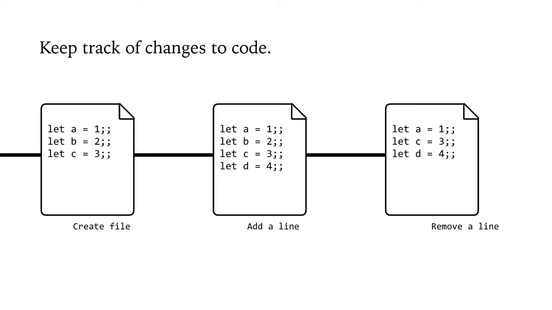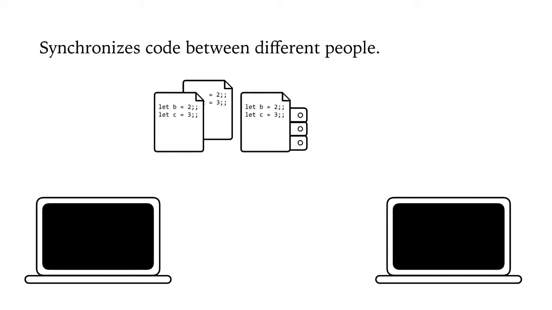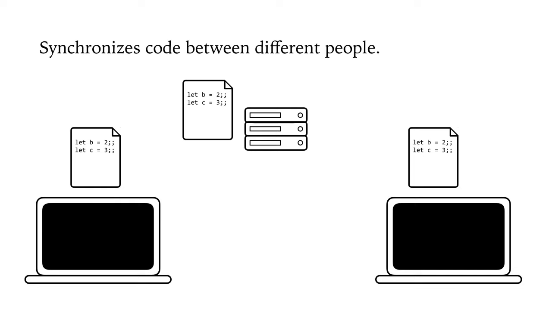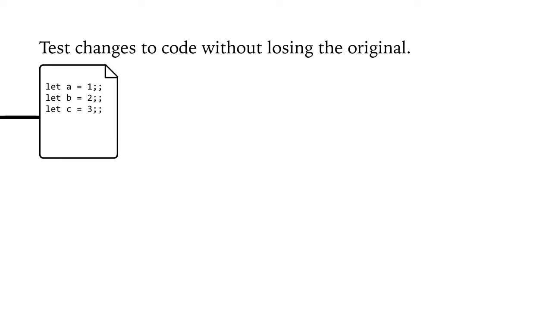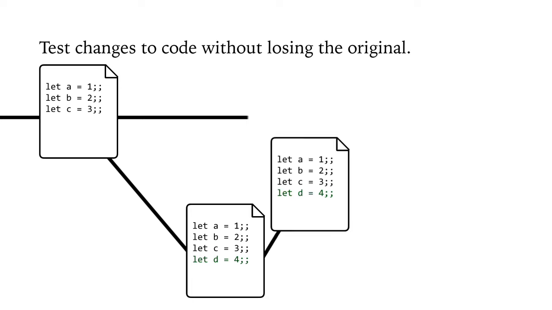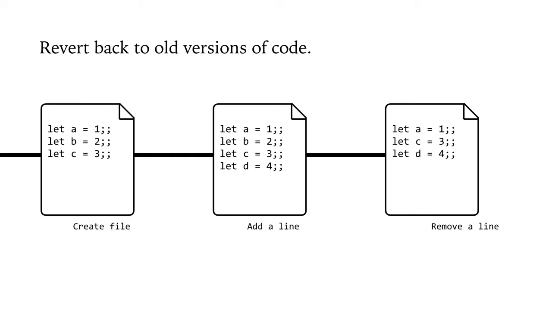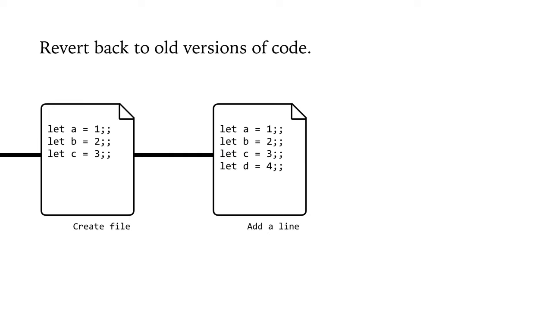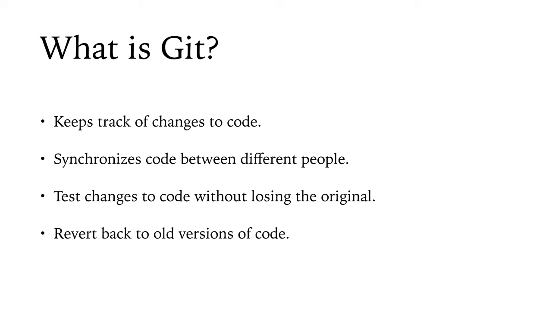Version control also lets you synchronize code between different people, so that if you and a partner are both working on the same piece of code on separate computers, version control makes sure you're both up to date on each other's latest changes. Git also lets you test new changes to code without losing the original copy of it, and lets you go backwards in time to previous versions of your code if you want some of your old code back, for example. So that's a quick summary of what Git can do for you. Now let's take a look at how we would actually go about using it.